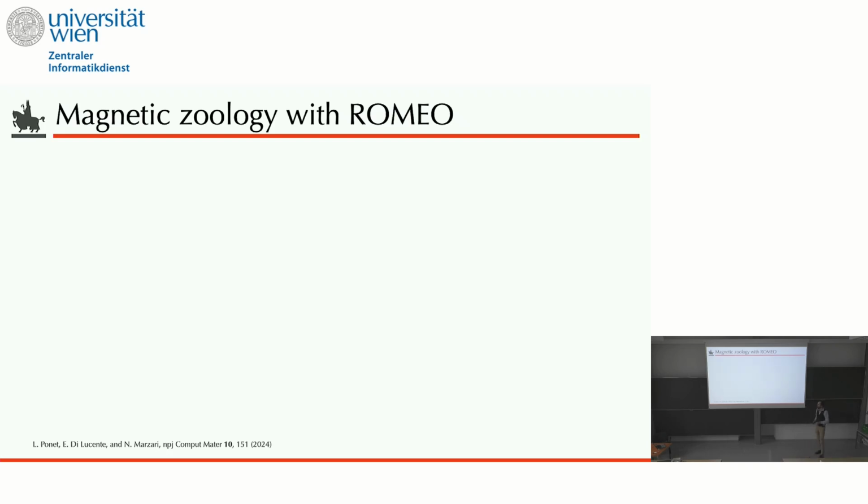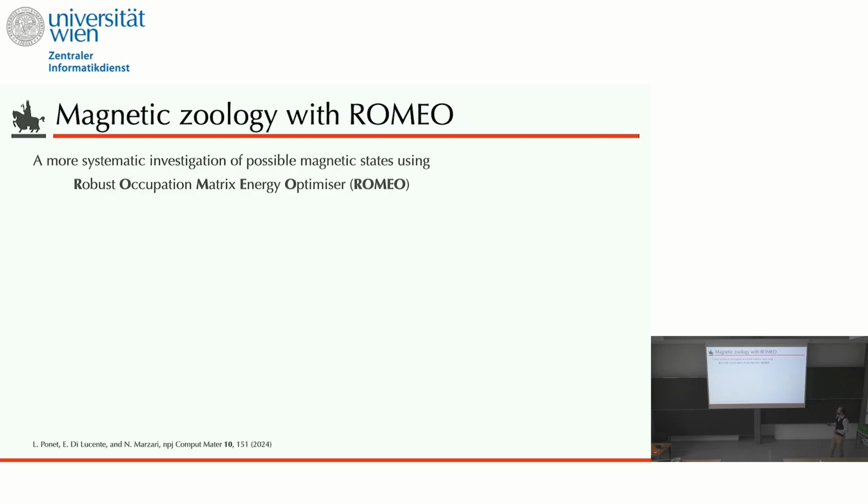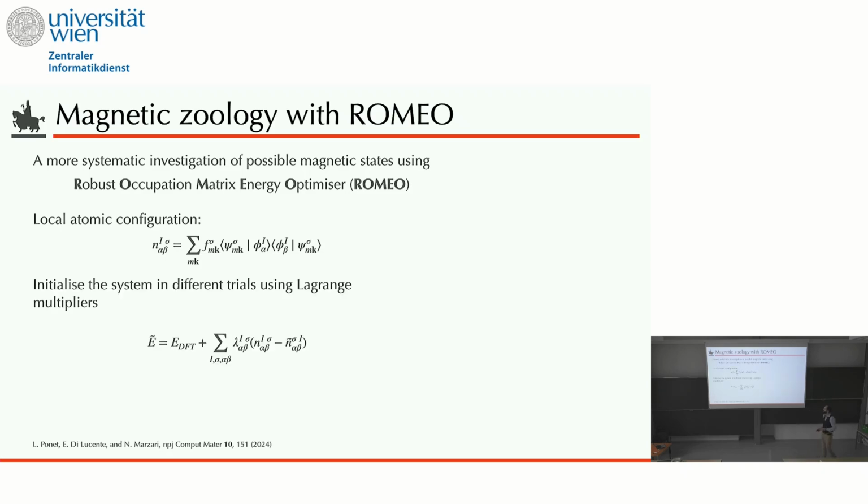And recently, Louis Ponet and others have come up with a very interesting approach. It is called ROMEO, the Robust Occupation Matrix Energy Optimizer. It doesn't just play with the starting magnetization, with the initial magnetic moments, but really plays with the full density matrix of our manifold, like the d manifold. So it really plays with a local atomic configuration. And what it does is just add a penalty to your density functional.